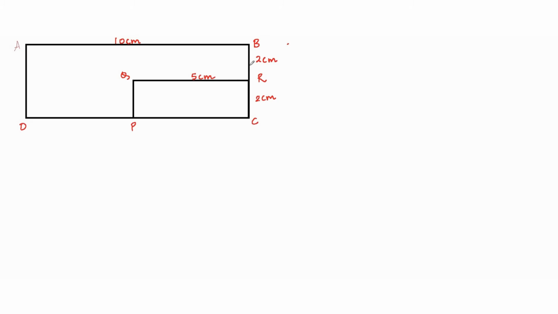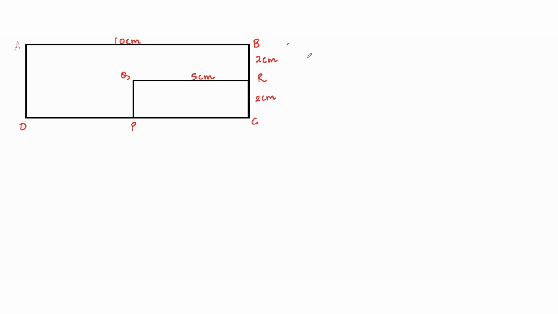Now these two rectangles are similar to each other. Why are they similar? You will notice that when QR is doubled, it gives me AB, whereas when CR is doubled, it gives me BC. So when QR, 5 centimeters, is doubled, it becomes 10 centimeters, that's the side AB. And similarly, RC is 2 centimeters, and when doubled, you get 4 centimeters, which is BC. That is why these two rectangles are similar to each other.